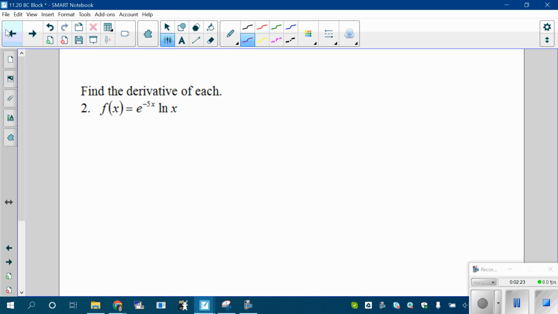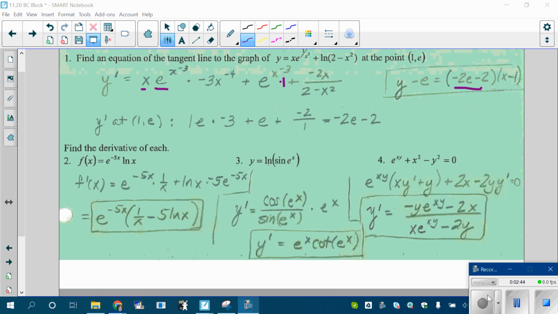A couple other derivatives, just to get your brain working. Pause, give 2, 3, and 4 a try. And we'll talk about 4 if you forgot about 4. Give 2, 3, and 4 a try. Okay.